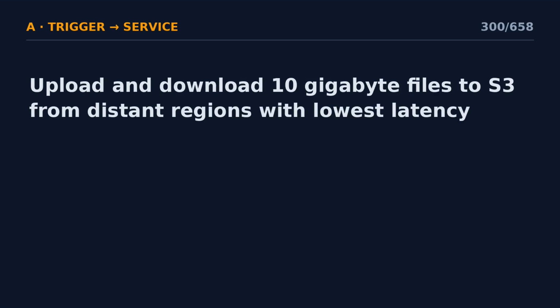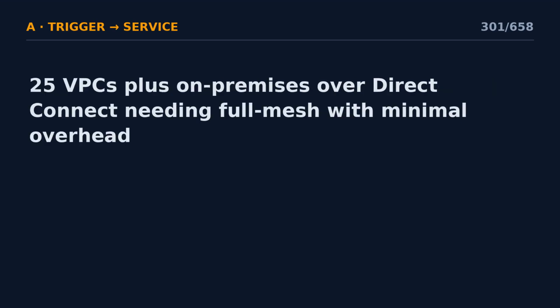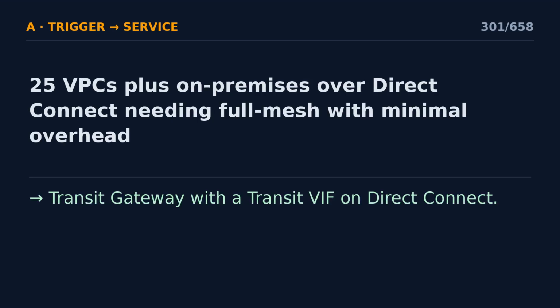Upload and download 10 GB files to S3 from distant regions with lowest latency. Answer: S3 Transfer Acceleration. 25 VPCs plus on-premises over Direct Connect, needing full mesh with minimal overhead. Answer: Transit Gateway with a transit VIF on Direct Connect.